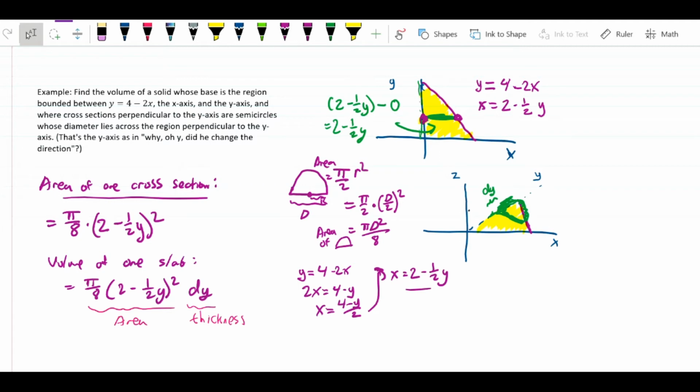Oh, and by the way, I know this is review, but remember that since we're doing a dy integral, that means that's why we have to put only y's in the expression. You can't have an expression involving x and then end the integral with dy.